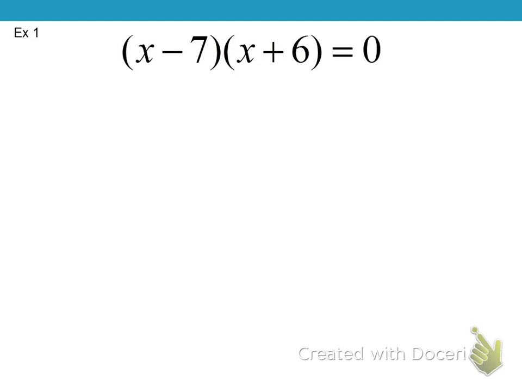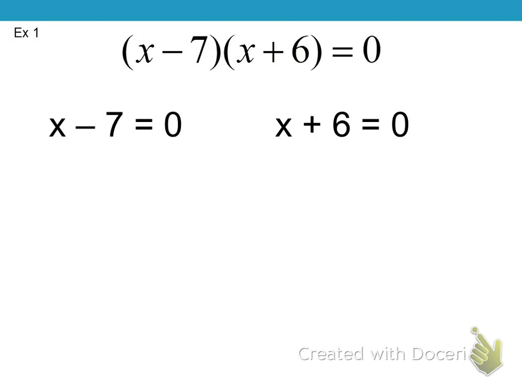So this one, the hard part's actually already done. It's already equal to 0 and it's already factored. You can tell it's already factored because of the parentheses and the 2 binomials. So our job is to just make each of those equal to 0. So x minus 7 equals 0, x plus 6 equals 0, and then we solve.